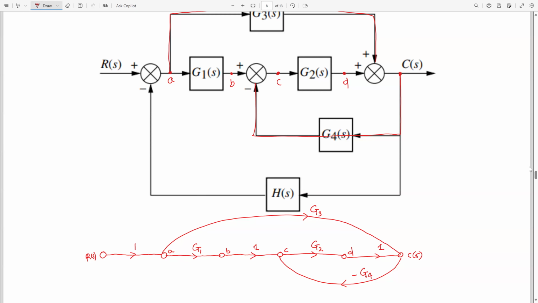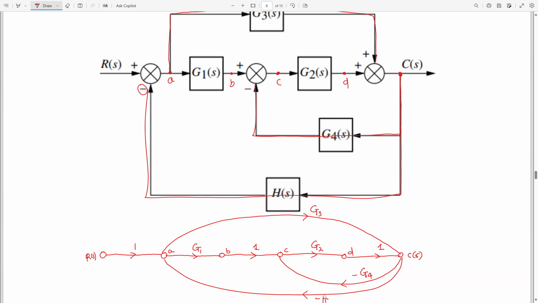So the third one to draw is from this side to this side. Again, I take it from C, I play a long shot to A. And then the name of this branch is going to be -H. It's minus because of the minus here.